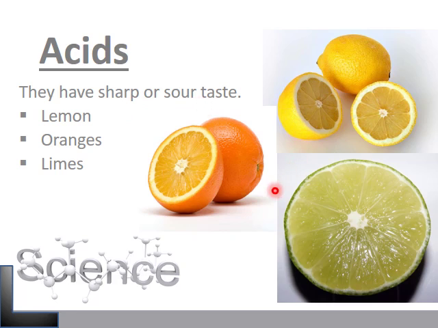These examples I have taken because you are familiar with them, and you have already tasted these fruits in your life. So this taste, as you have seen in these fruits, is sour or sharp, so these chemicals are acids. So acids have this first quality, first definition, that they are chemicals which have a sharp and sour taste.